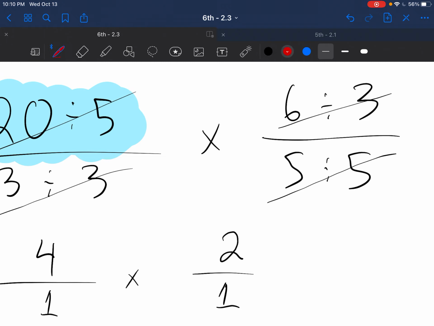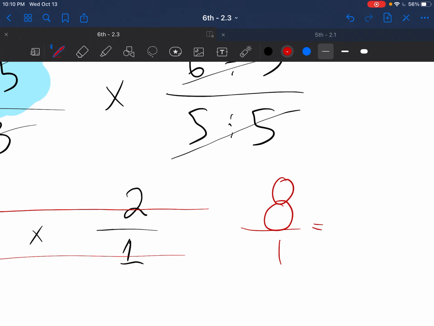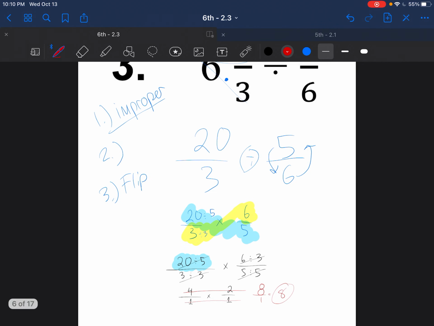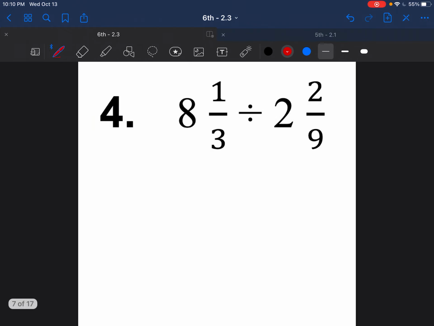And I know I have to multiply fractions straight across. So 4 times 2 is 8. And 1 times 1 is 1. And another way to write 8 over 1 is just 8. So your answer for this problem, again, take a look at all this work that we did. Your answer for this problem is 8.